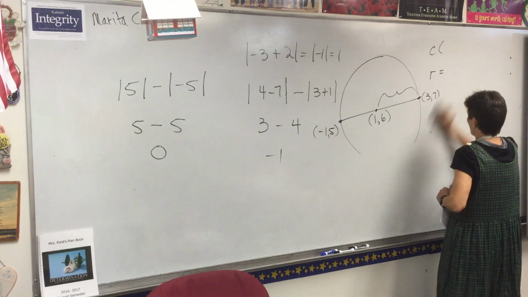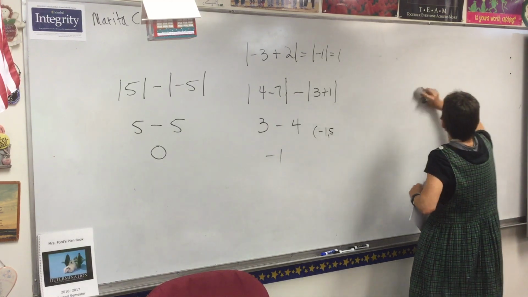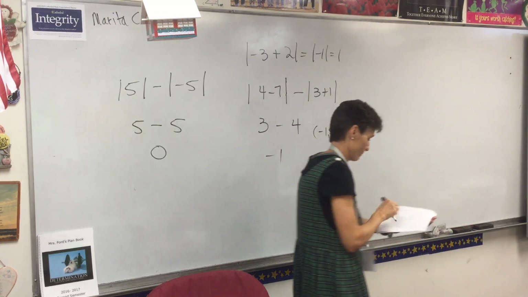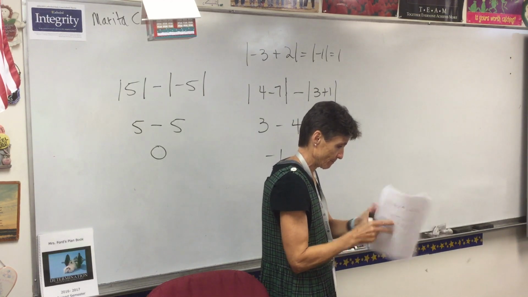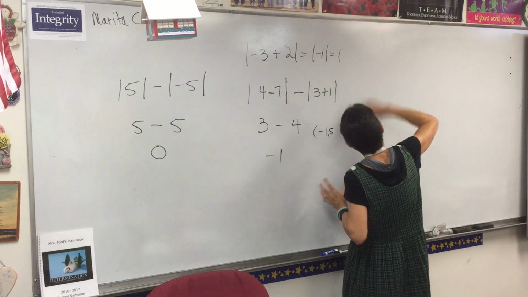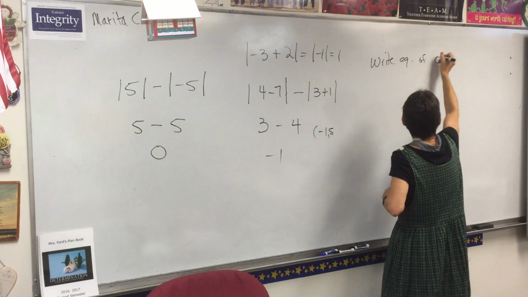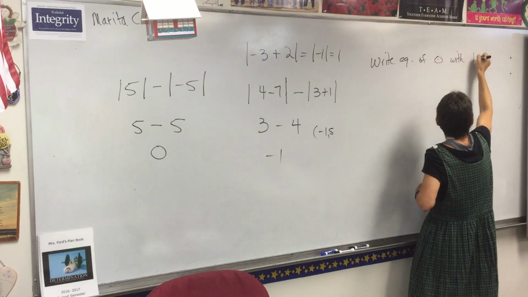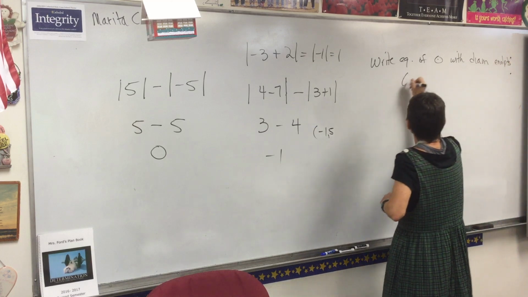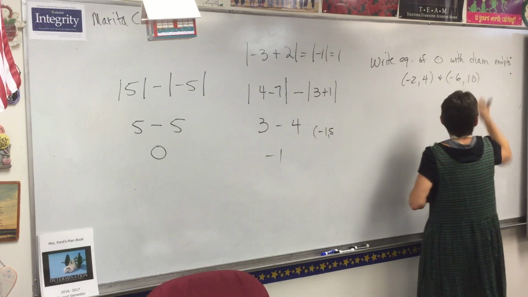I'm going to do one more of these diameter problems, and then we'll move on to P3. So I don't know where you're going to do this. Squeeze it in somewhere on a separate sheet of paper or along the margin or something. But we're going to write the equation of the circle with diameter endpoints -2, 4, and -6, 10. Alright?